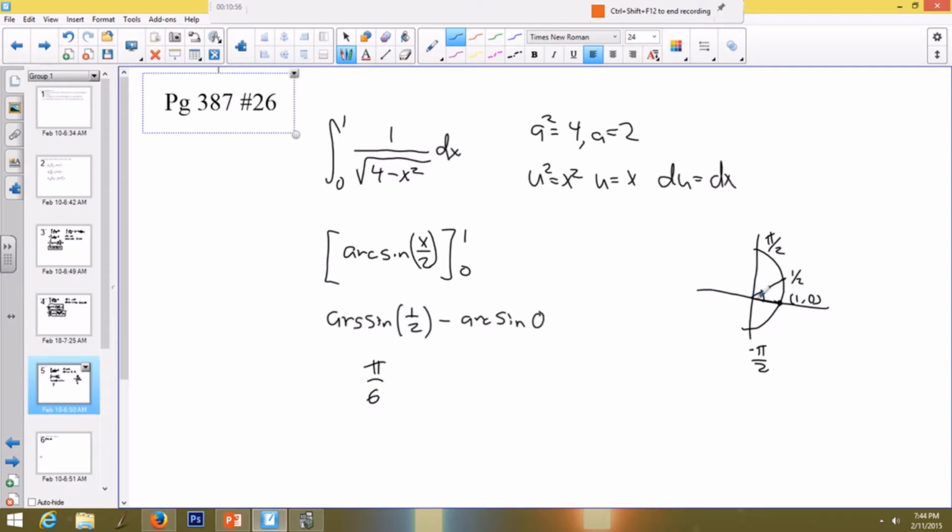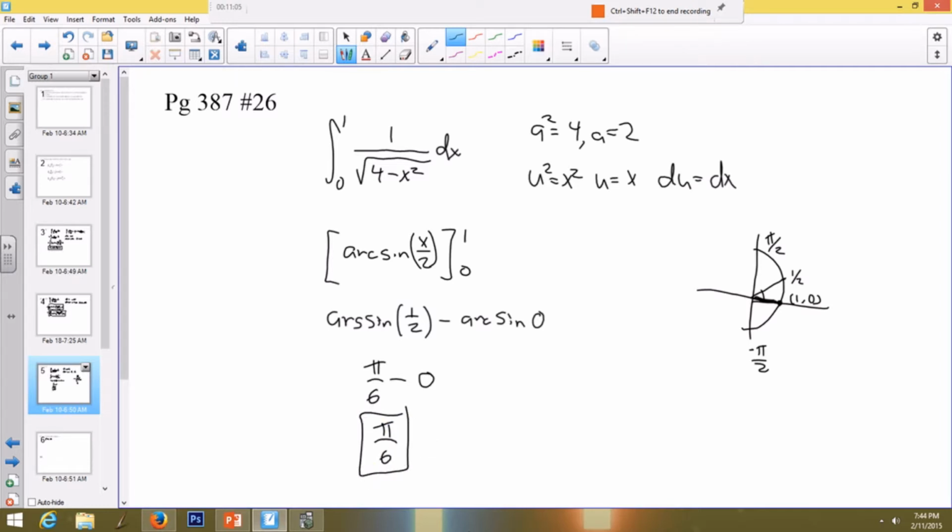And that has an angle of 0, so this will be just 0. So I get pi over 6 is my final solution. That's the definite integral of that particular length.